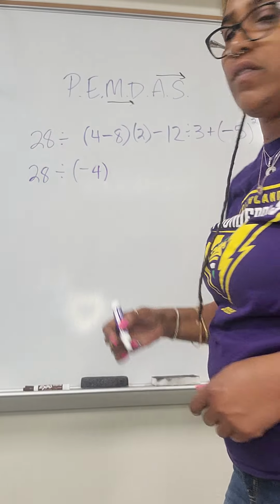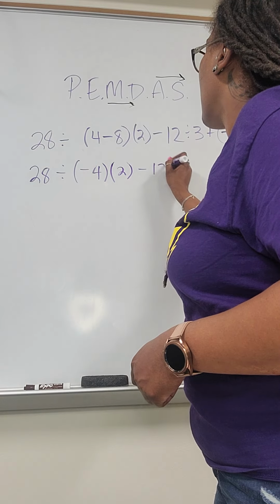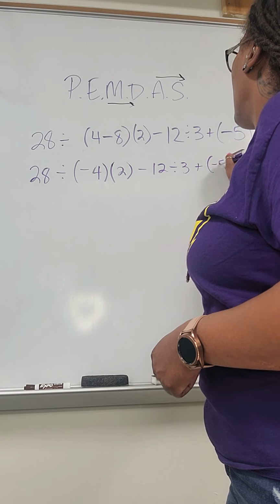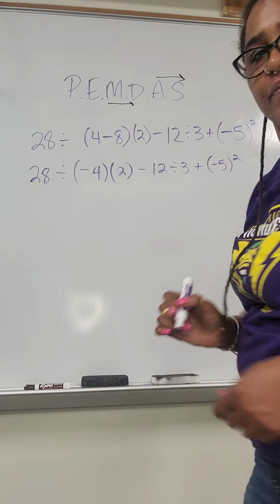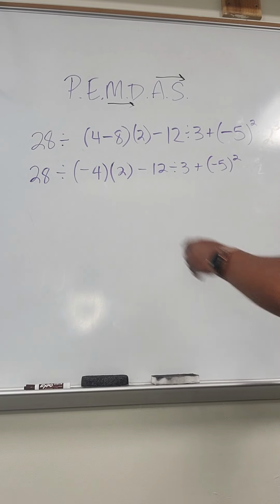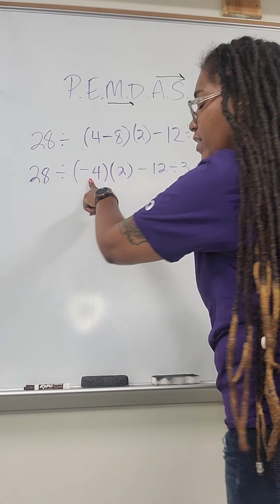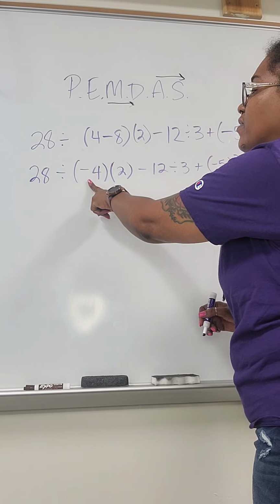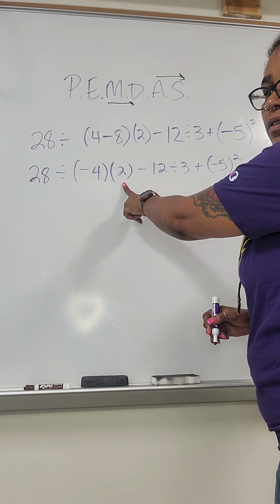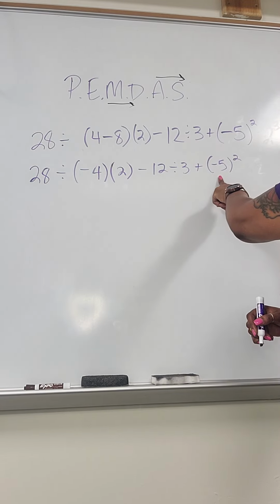I still have my parentheses. I'm going to bring down my 2 and bring down everything else. 12 divided by 3 plus -5 squared. Cool. Did that. Parentheses. There's still more parentheses, but is there anything to evaluate? Now there's no evaluation needed in that. So again, I know my parentheses are representing multiplication. No evaluation needed in that one. They're representing multiplication. No evaluation needed in that.